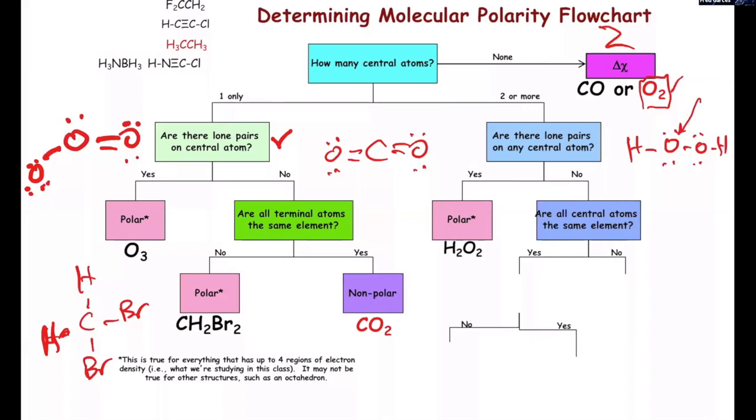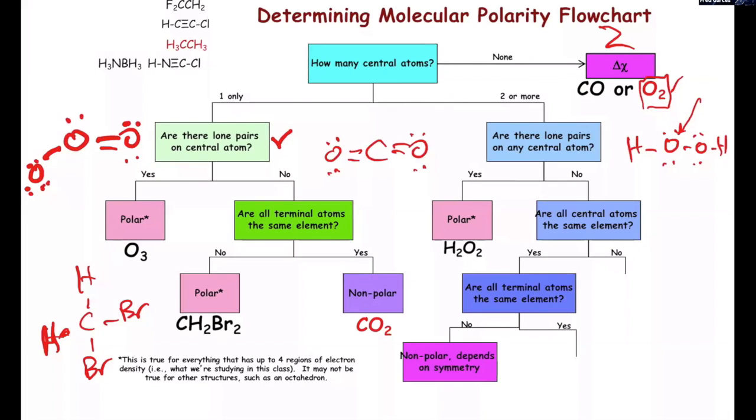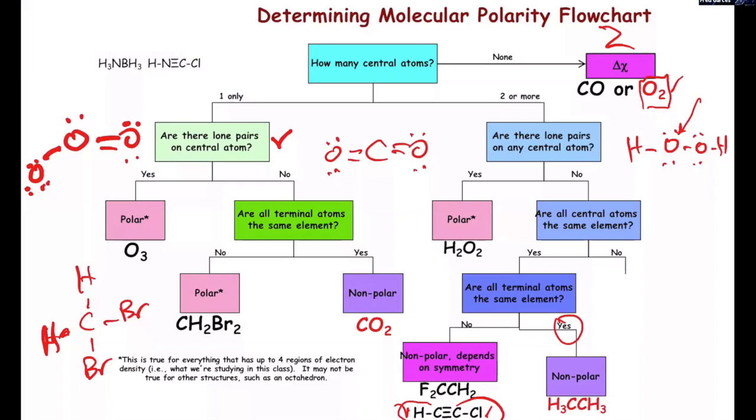If there are no lone pairs on the central atoms, then you have to look at the terminal atoms. And if all terminal atoms are the same... If they're not the same, then it's nonpolar. An example of that would be this. If you take a look at that chemical, the terminal here is chlorine, the terminal here is hydrogen. So it's nonpolar. You've broken the symmetry. But if all terminal atoms are the same, yes, then it's nonpolar. And that's an example right there.